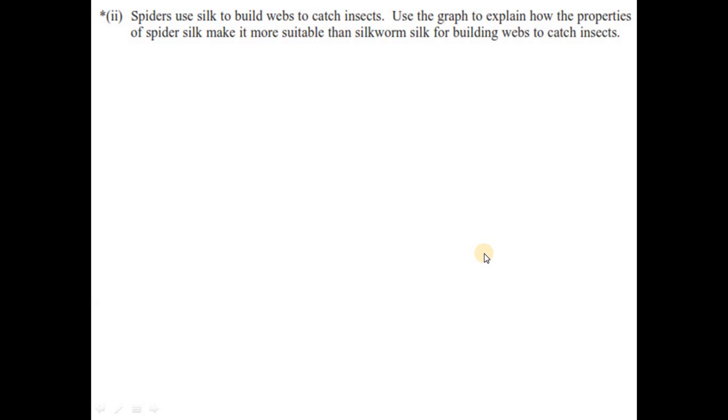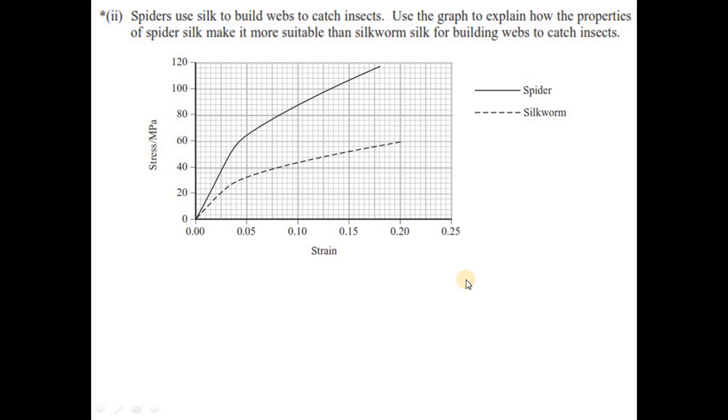Spiders use silk to build webs to catch insects. Use the graph to explain how the properties of spider silk make it more suitable than silkworm silk for building webs to catch insects. Okay, so we see the graph. This is the graph to compare. Now, if you see the graph, the spider silk graph is steeper than the silkworm.